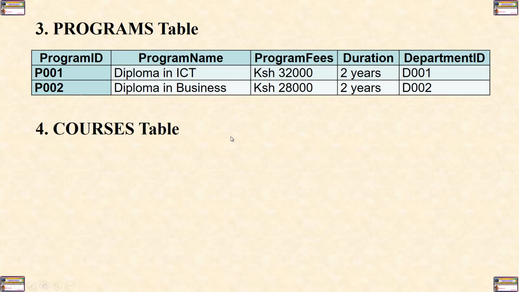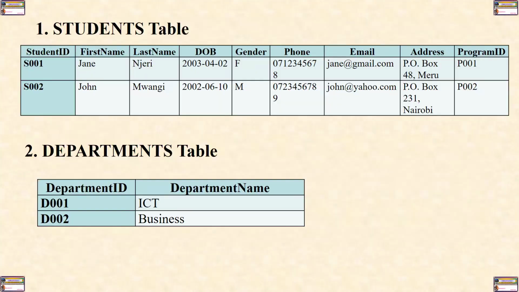Primary key and a key or a field which is going to be used for the linking. In fact, we call this other field a foreign key. Program ID, primary key. Department ID, foreign key. Let me also show you in this other table. Students table, student ID, primary key. Program ID, foreign key for a different one.